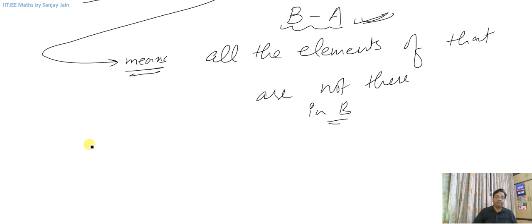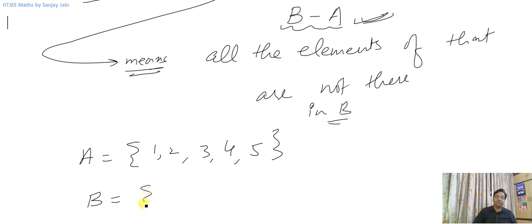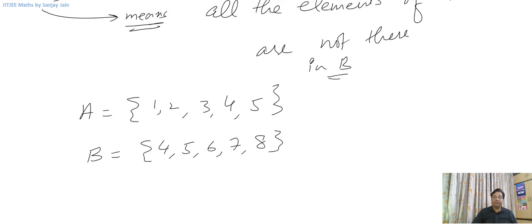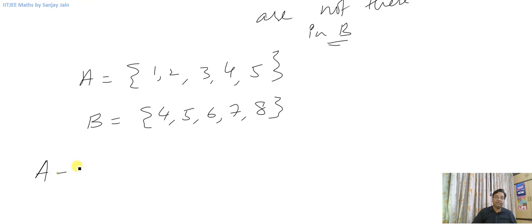Let me write two sets A and B for you, and then you'll be able to visualize it much better. A is 1 2 3 4 5, and let us say B is 4 5 6 7 8. Now if I want to write A minus B, I want all the elements that are there in A but not in B. So can I take 1? Yes, because 1 is there in A but not in B. So obviously 1 will come here. 2 is obviously in A and not in B, so it is also acceptable.